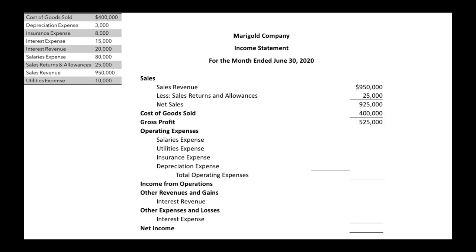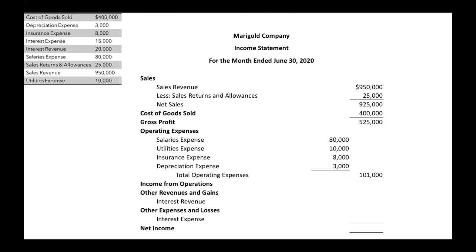Then the next section is your operating expenses. They could just tell you that you had X amount of operating expenses, or in this case, they listed out the operating expenses for us. We had salaries, utilities, insurance, and depreciation expense. So we'll put all those amounts in our multi-step income statement. Then, since we have 4 different operating expenses, we're going to want to total those up to figure out what our total operating expenses will be. So when you add up those 4 expenses, you get $101,000.